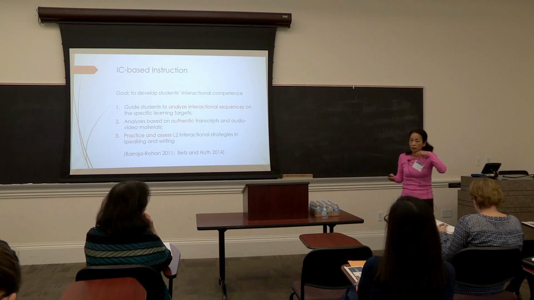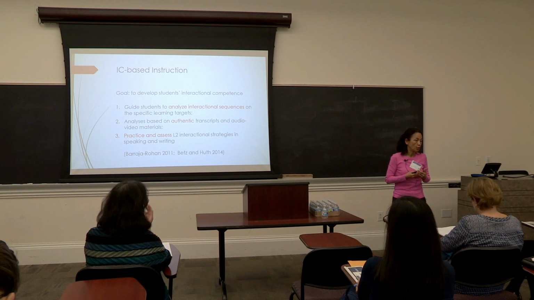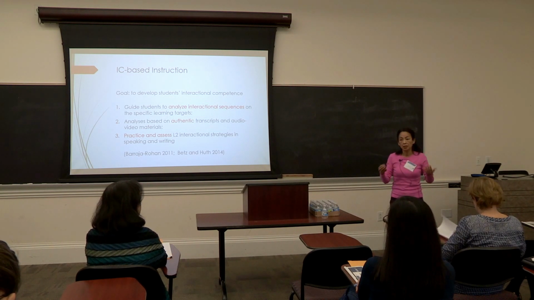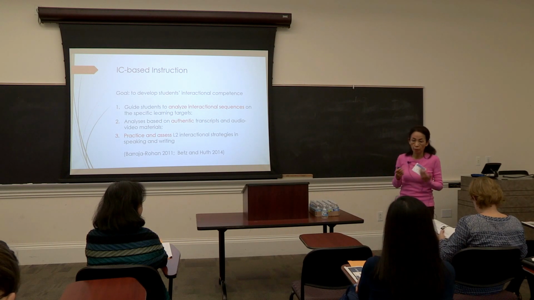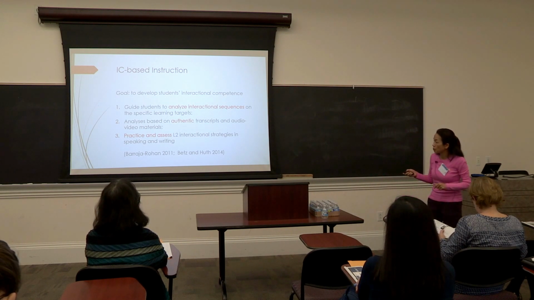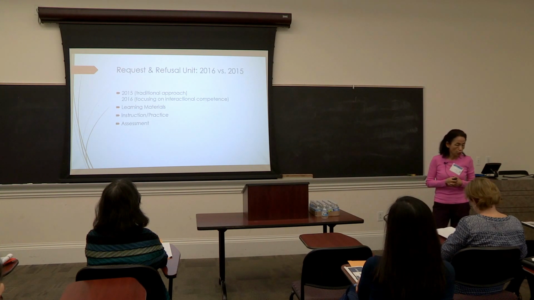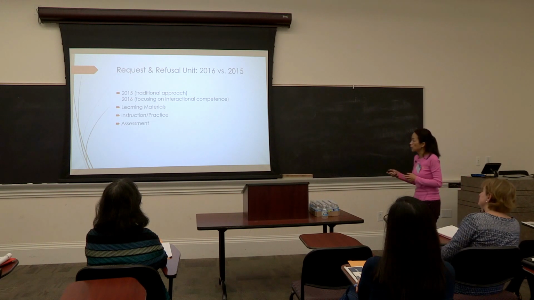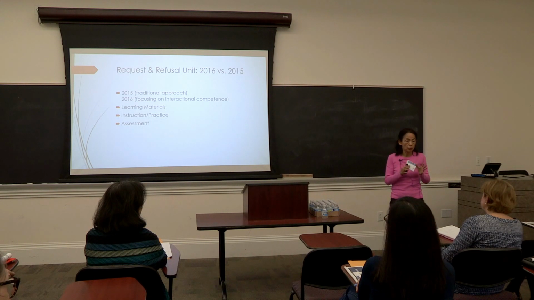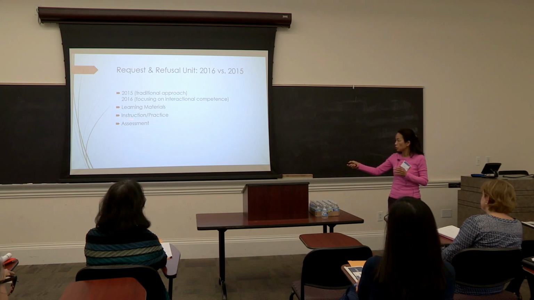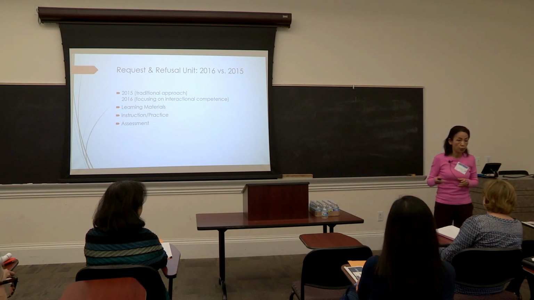And then once the students are aware of all these practices, these actions, we need to give students the opportunity to practice, and we need to assess them to see if they really know how to use these practices or actions. So these are the 3 components of this instruction. Now, for the request and refusal unit in these 2 years, first I'm going to show you the main differences in terms of learning materials, instruction, practice, and assessments. And at the end, we will compare the performance.